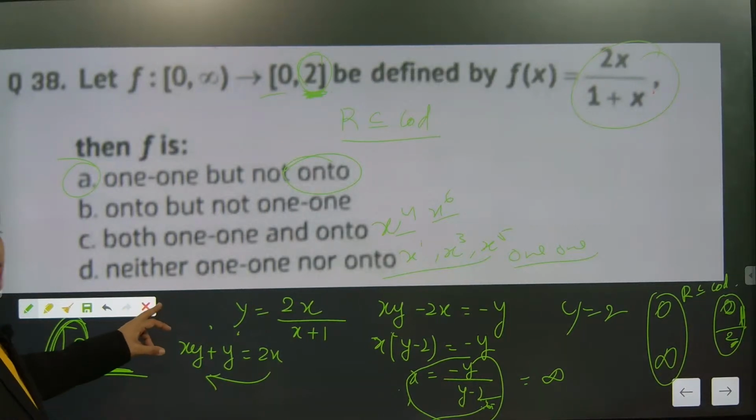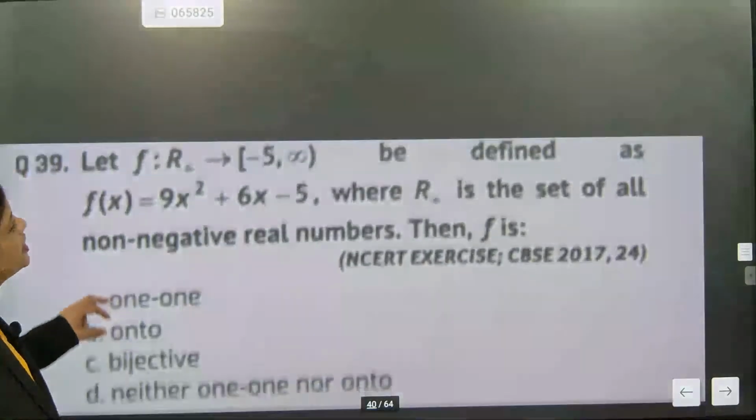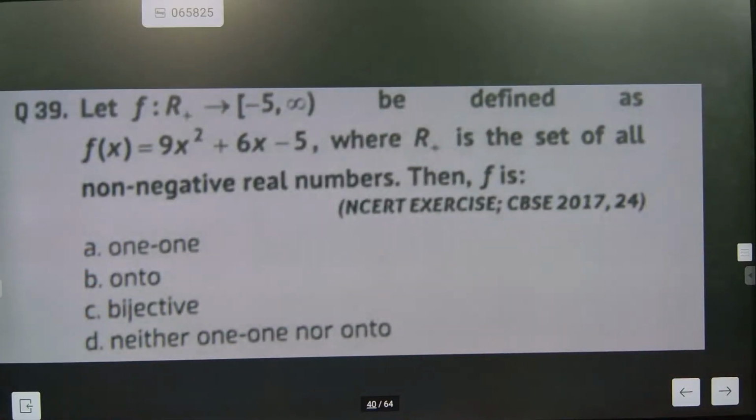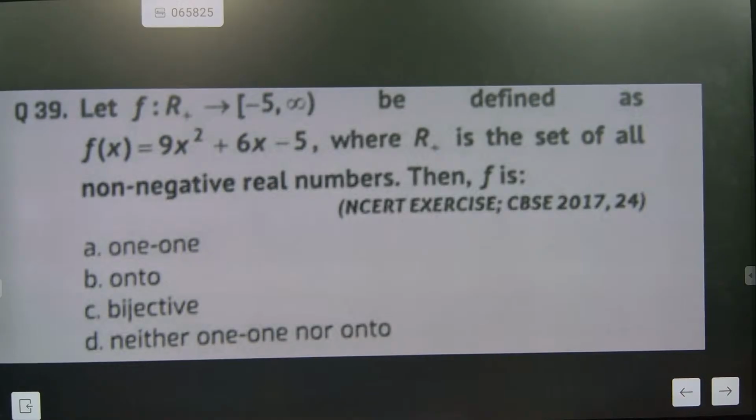Now I'll go for the next question. Did you note it? Check this one, question number 39, and your time starts now. At least one question. See, CBSE 2024 question. This question is not a small question. This is a very important question. Attempt this question.